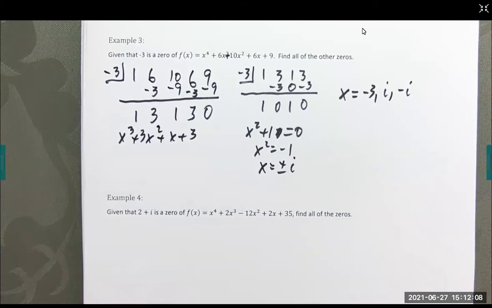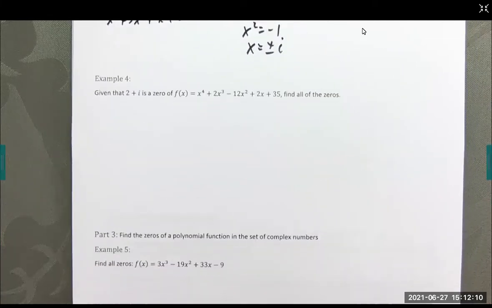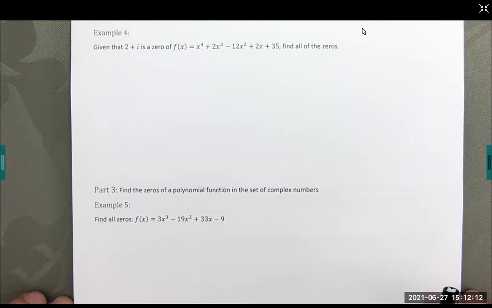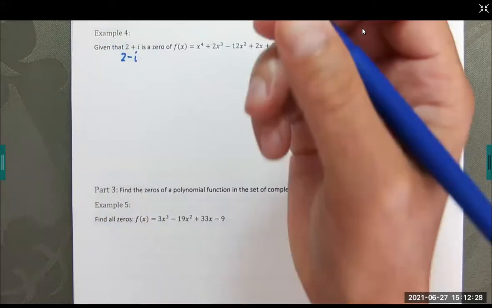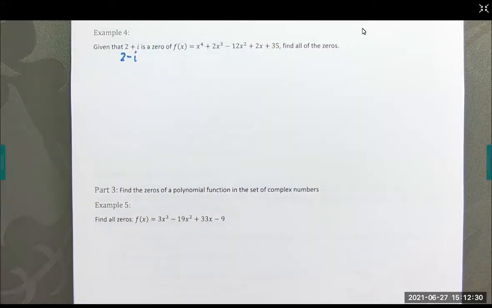All right. So for part 4, that trick that I just showed you won't work with this one. Actually, it could, but we're going to stick to the narrative here. We know that 2 plus i, pardon me, is a factor. That tells us that 2 minus i is also a factor. And we're going to do some foiling and then dividing here.